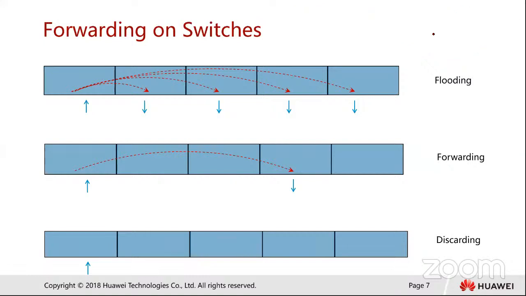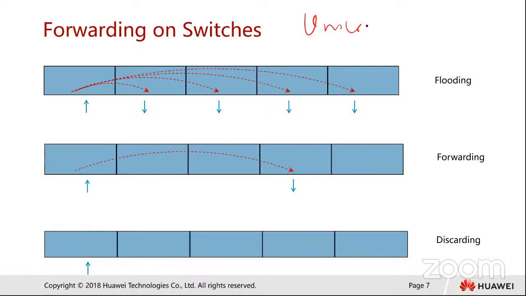So we are saying here that upon receipt of a unicast frame, the switch searches the MAC address table for the destination MAC address of the frame. If the MAC address cannot be found, the switch will flood the frame. And if the MAC address is found, then the switch forwards the frame if the MAC address is not that of the interface on which the frame was received, otherwise the switch discards the frame.